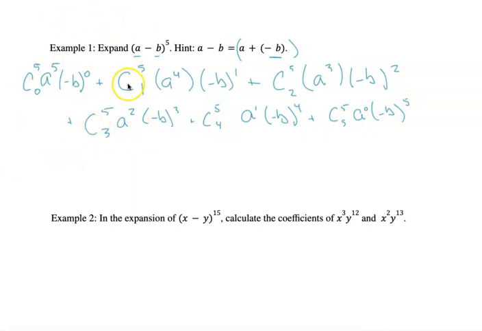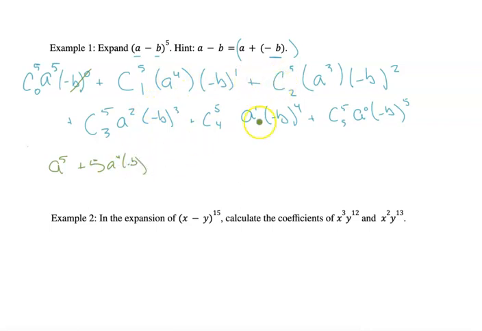Basically, I'm going to have to put all these combinations in my calculator one by one. And I'm going to get out, the first one has a coefficient of 1, and my negative b to the 0 goes to 1. So my first term is just a to the 5th. 5 choose 1 is going to be a coefficient of 5. And then I have a to the 4th times negative b.